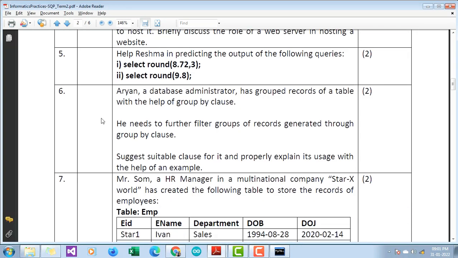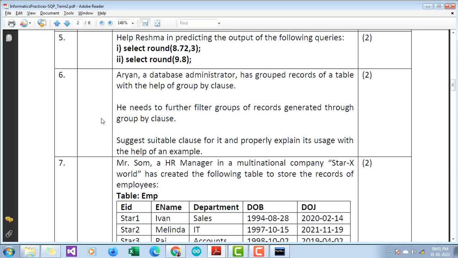Now coming to question number 6. Aryan, a database administrator, has grouped records of a table with the help of a group by clause. Okay, so you can understand group by clause is the clause which is used by him. He needs to further filter the group of records generated through group by clause. That means he needs to filter, for example, if the maximum age is more than 10. Now the last portion, suggest a suitable clause for it and properly explain its use with the help of an example.